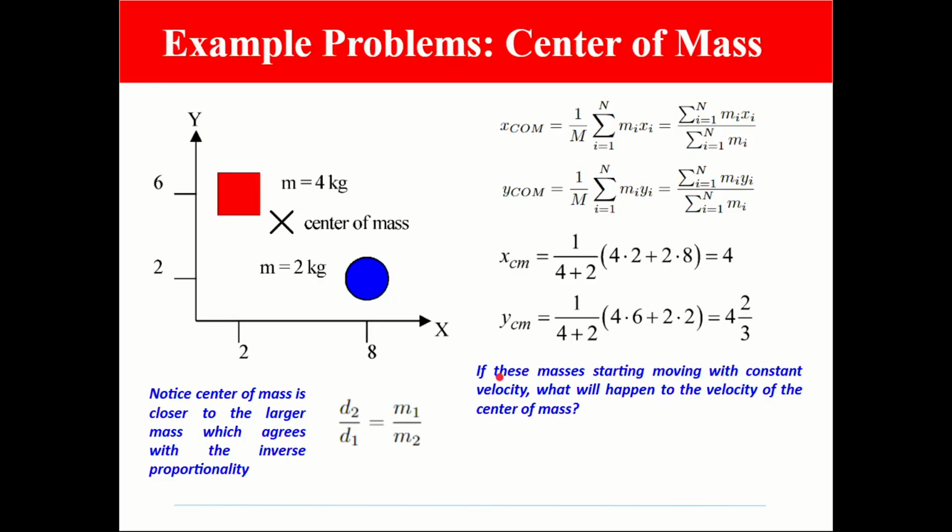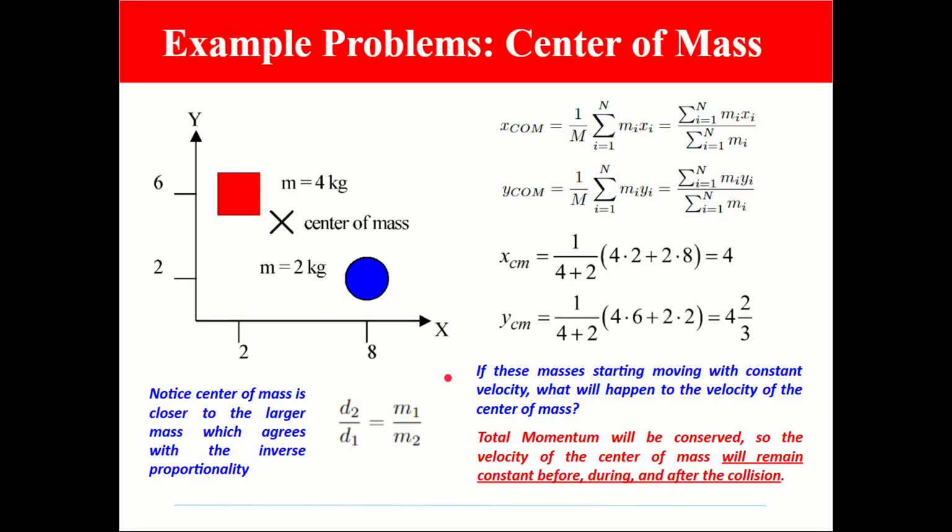And here's something to think about. If these two masses started moving with constant velocity, what would happen to the velocity of the center of mass? If we think about this, we'll see that the total momentum will be conserved, and the velocity of the center of mass will remain constant. This velocity of the center of mass will remain constant whether or not these two masses collide. And this is something that's very important for one of your questions inside the activity as well.